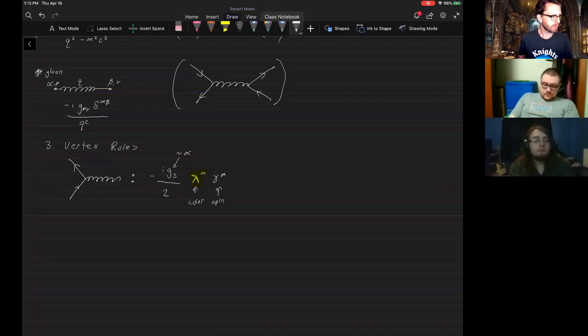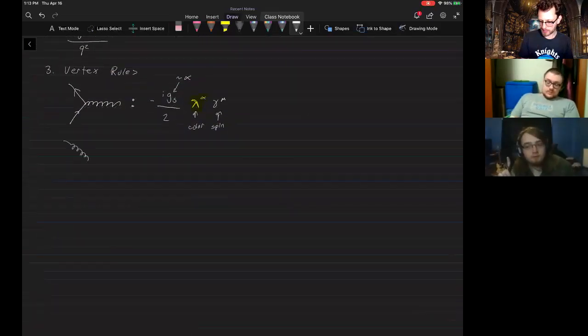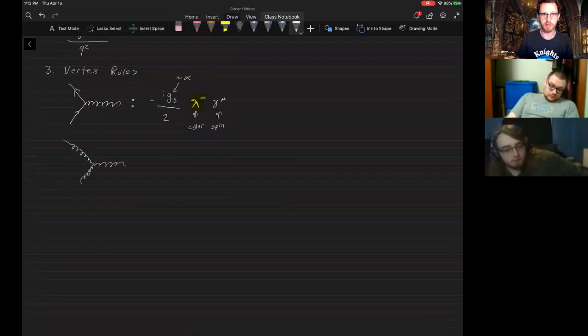But now there are additional states that I have to write down. These are ones that we're not allowed in QED. I can have three gluons coupling to one another. I can have this thing.